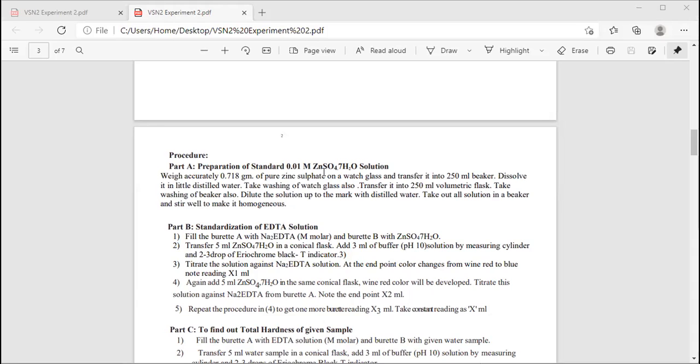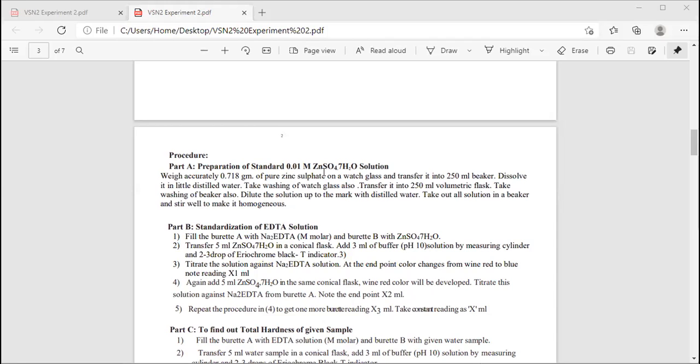So you have to take that 0.718 gram of zinc sulfate powder, dissolve it in a minimum amount of water in a beaker. Beaker, you know what it is. Transfer that solution to the volumetric flask, and up to the 250 ml mark. On every volumetric flask there is a mark indicating that up to that mark the volume of the solution is 250 ml, 500 ml, 1000 ml, etc. So the solution will be 250 ml. Now shake it upside down.